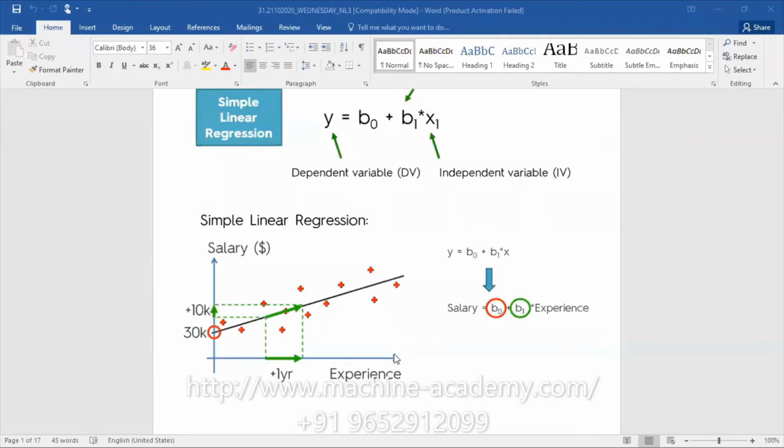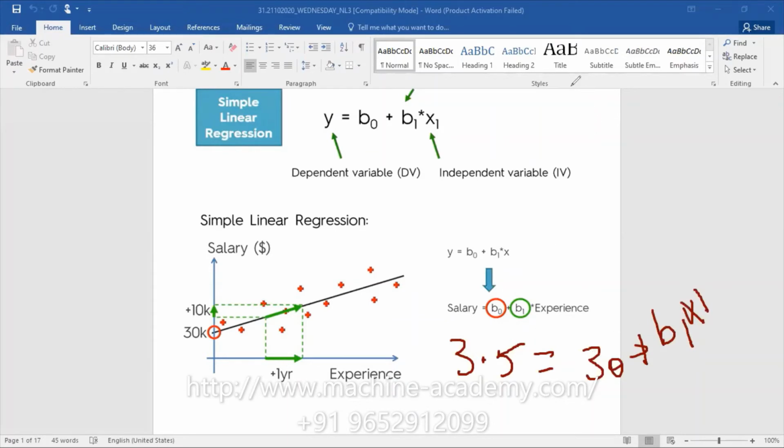And how many years of experience? 1 year of experience. Here we are identifying the B1. What is his base salary? His base salary is something like 3.5. Equal to 30K increment here, and B1 we need to identify, into 1 year of experience.